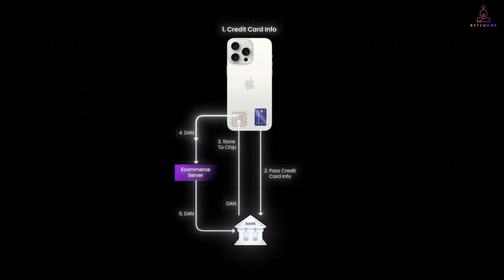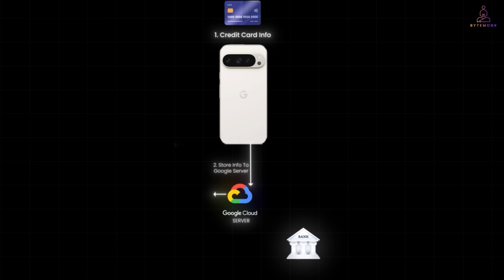So when you buy something, only the DAN gets shared with the e-commerce server and the bank, never your real card number. So even if someone hacks the e-commerce server, they'll just get the DAN, which is useless without your phone. Now let's see how Google Pay takes a completely different approach to solving the same problem.